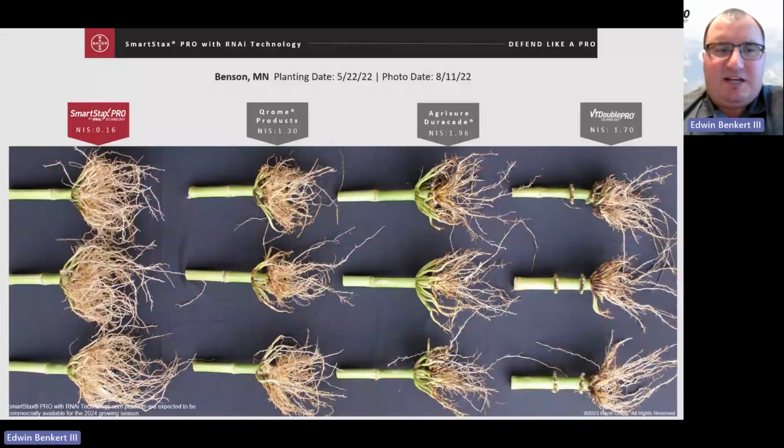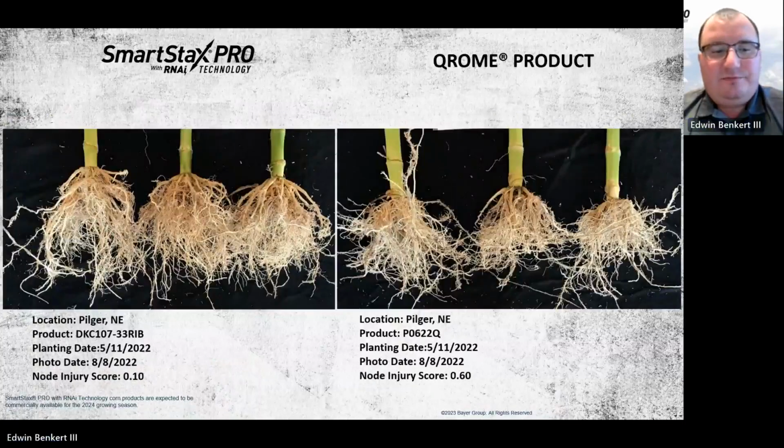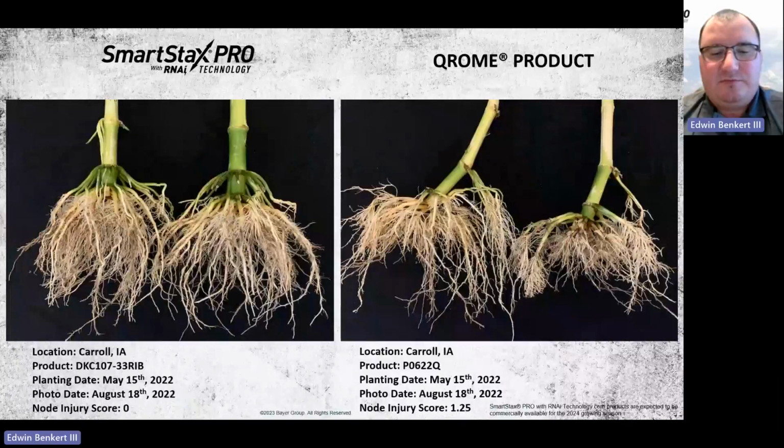So these next couple slides are just some pictures comparing roots to some other trait technologies with the root scores. You can see some very good performance on SmartStax Pro, especially comparing to Chrome. And we can see, again, even under low pressure here, we're still seeing good performance from SmartStax Pro.